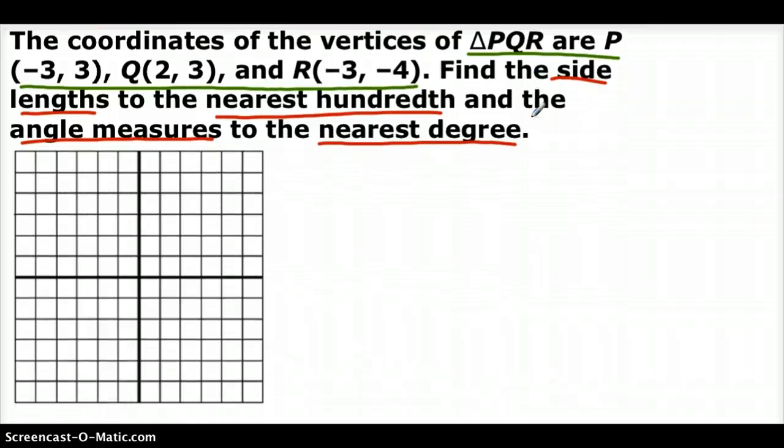Okay, so I'm going to plot these points in blue. We have -3 and 3, so I'll go 3 to the left and 3 up. On the next one here, I've got 2 and 3, so I'm going to go 2 to the right and 3 up. And on the last one here, I've got -3, -4, so I'm going to go 3 to the left and 1, 2, 3, 4 down.